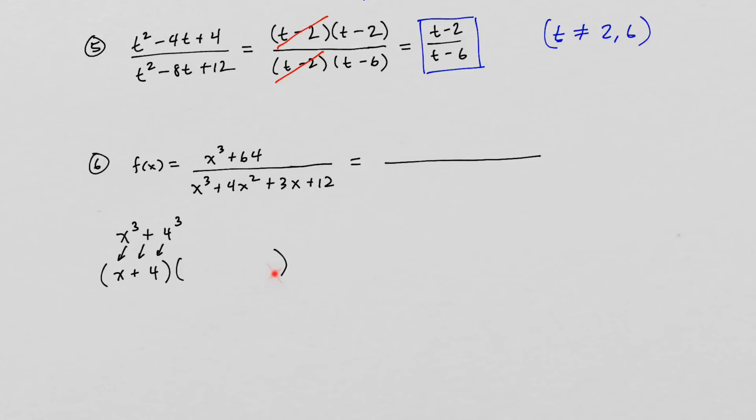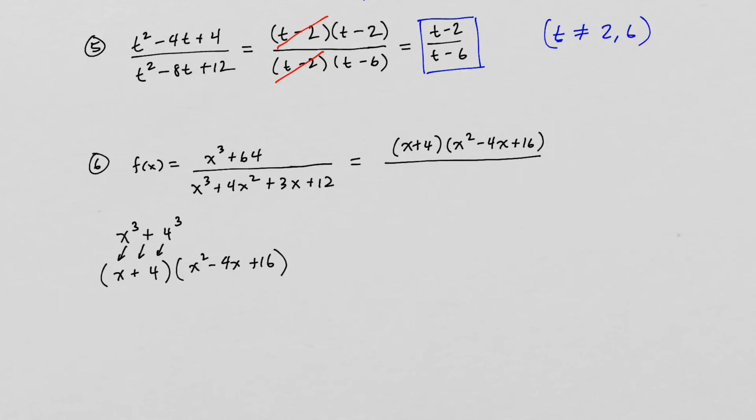And then to get the trinomial, we take the x here and we square it. That gives us x squared. We take the 4 here and we square it, which gives us positive 16. And then to get the middle term, we multiply these together. 4 times x is 4x. And the sign here will be the opposite of this sign, and so it's negative 4x. So that is the factorization of the numerator. So we can go ahead and fill that in here.